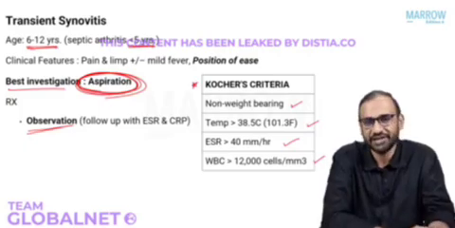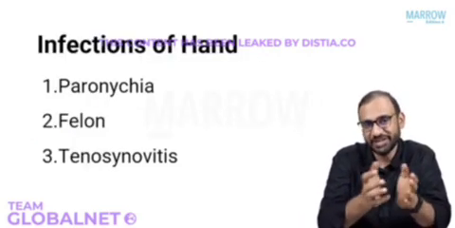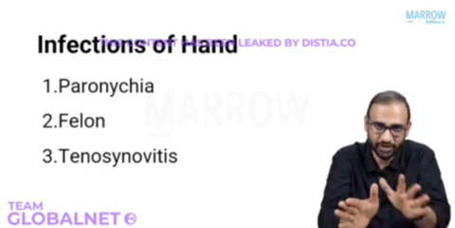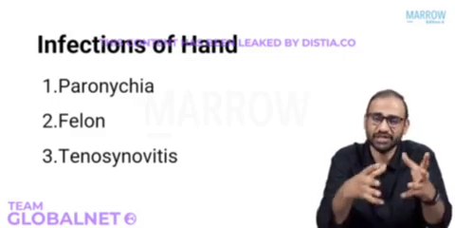Just wait and watch. Now let's talk about the infections that occur on the hand. Now there are 3 types here. There is paronychia, there is Felon or Whitlow, and then there is tenosynovitis. And I'll explain. And again, like I said, everything is written in the slides. Just pay attention to the story and then you can write down your notes.